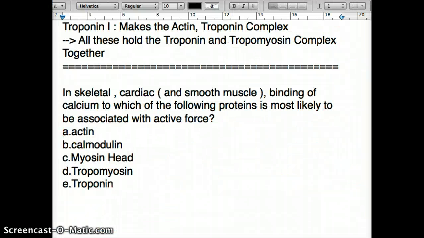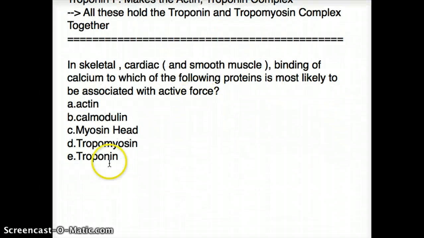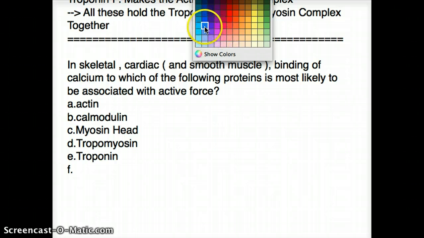Now let's look at the example that we talked about at the very beginning. In our example, it says skeletal, cardiac, and I put in brackets smooth muscle, because I wanted you to think about smooth muscle as we're talking about skeletal and cardiac. Binding of calcium to which of the following proteins is most likely to be associated with active force? In this case, the answer is going to be troponin, as simple as that. And for smooth muscle, it's going to be calmodulin.